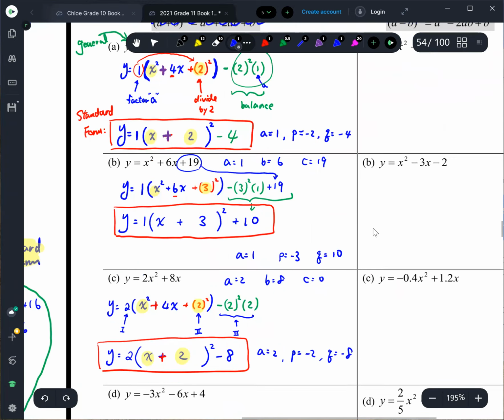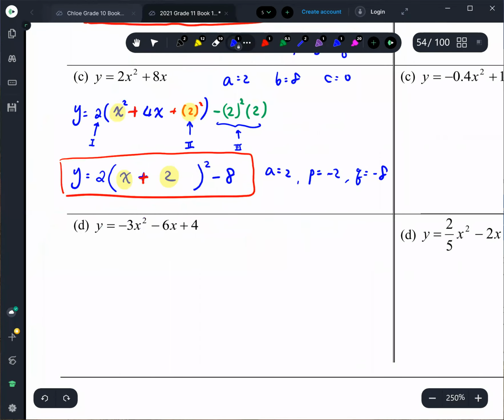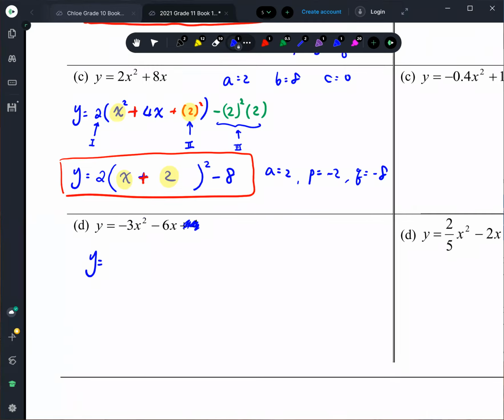Okay, so we'll go over this one, okay, one by one again. So here we have 3 terms, right? So if it's 3 terms, we pretend the plus 4 is not here for the moment. Okay, pretend it's not there. So we will factor A first.